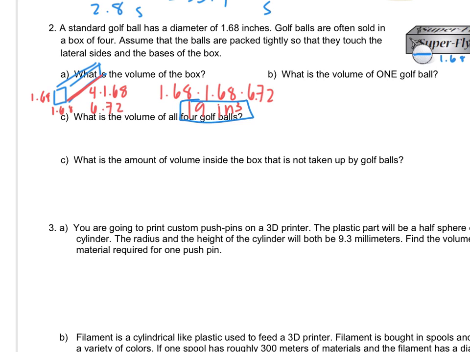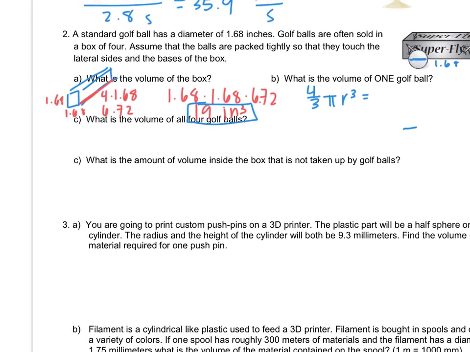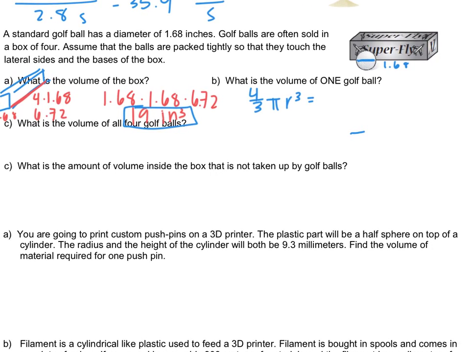What is the volume of one golf ball? Well, we're just going to do our sphere volume formula. So 4/3 pi r cubed. Just plug that in. So radius is not 1.68. Radius is half of that. Radius is 0.84. So I got that just by dividing the diameter by 2. So 4/3 times pi times 0.84 cubed, and we get 2.5 inches cubed.